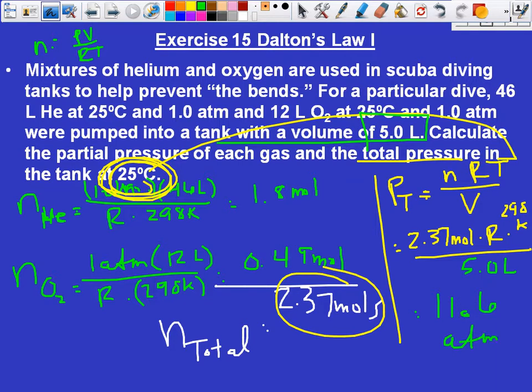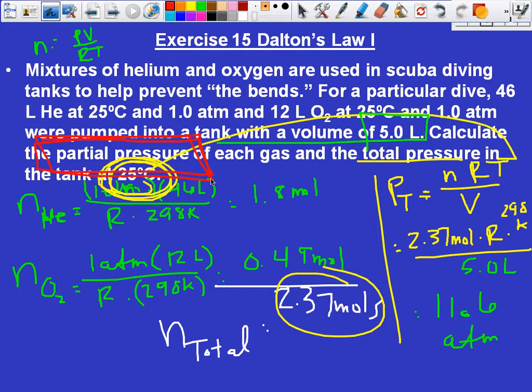Why not? Right? Yes, 11.6 ATMs. All right, so that's your total pressure of each gas. So that is part one. But also notice what else it says. It says we want the partial pressure of each gas.